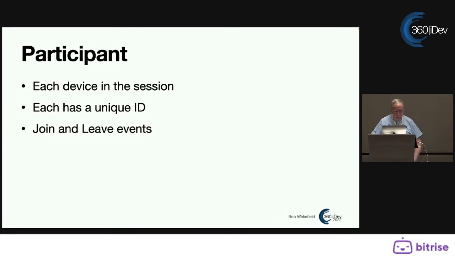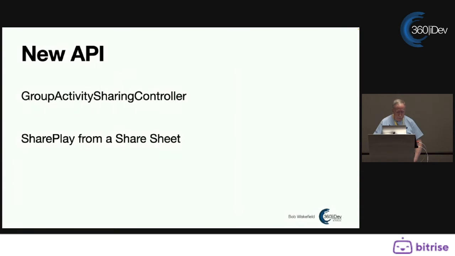Each device which joins the session is a participant. The app can subscribe to receive events when devices join and leave. It might be important to have a quorum of participants in the session. iOS 15 added new features. The group activity sharing controller is a way to start a FaceTime call and automatically activate an activity when the call connects. iOS adds SharePlay options to share sheets. The app can configure this. The user can start a FaceTime call and group activity session with information from the current app state.